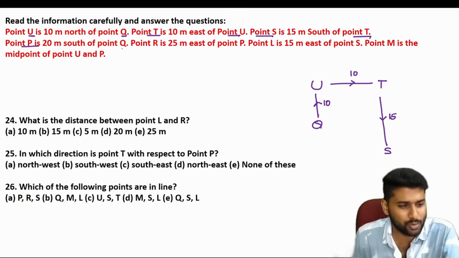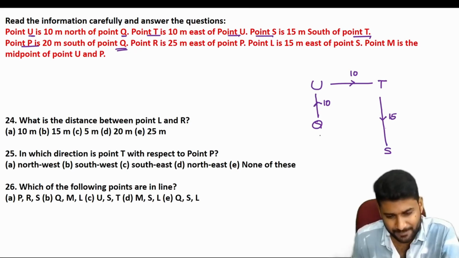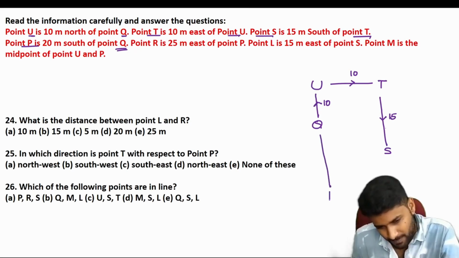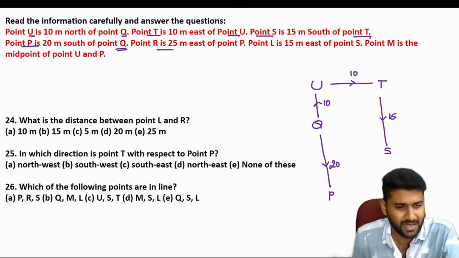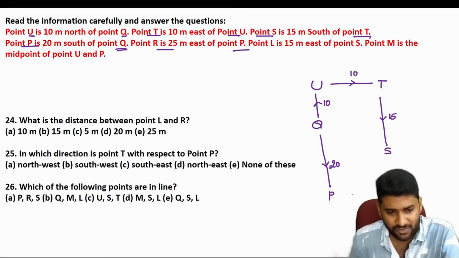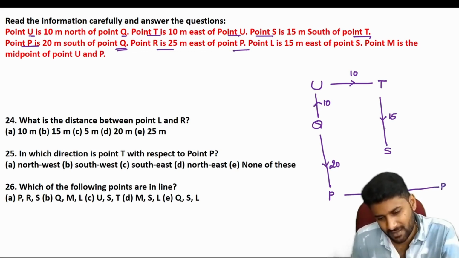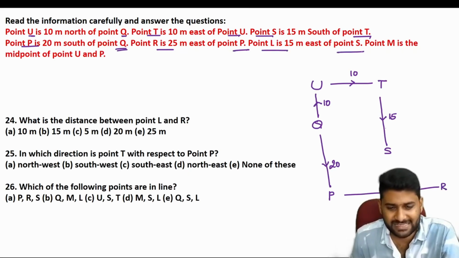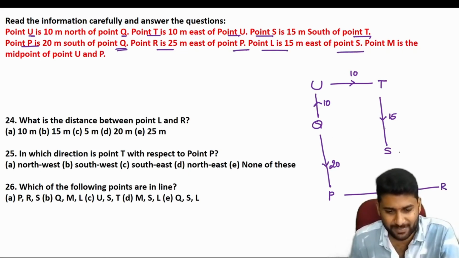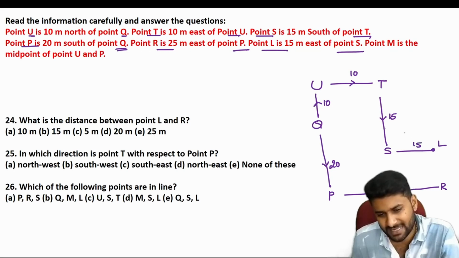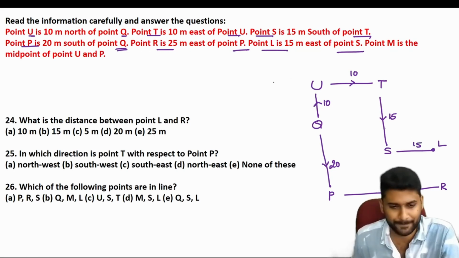And P is south of Q. P is south of Q by 20 meters. Check the parallel lines, guys. R is east of P by 25 meters. L is east of S by 15 meters. Guys, so you can identify that both L and R must be on the same line. Why? Because 15 plus 10 is equal to 25. That is equal to the PR line.